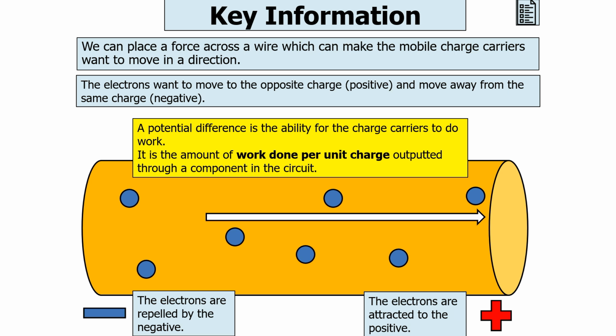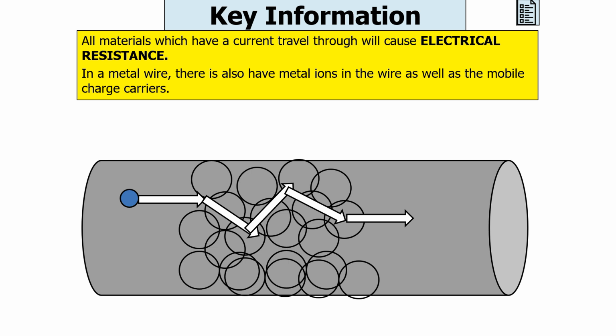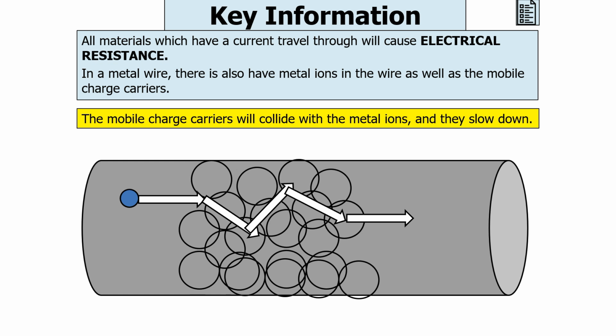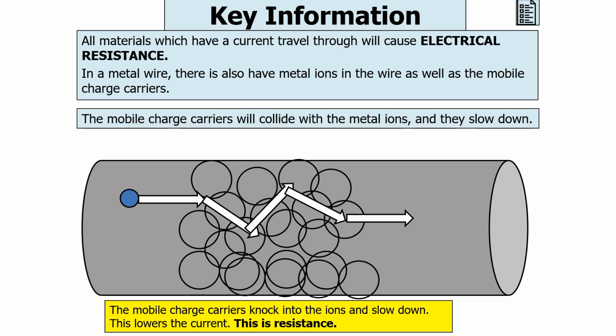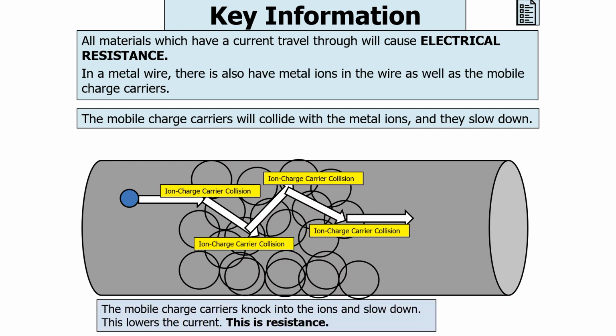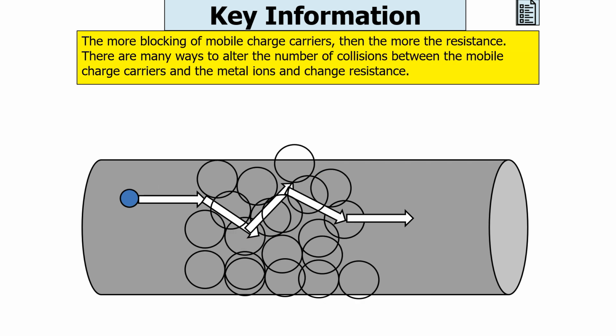All materials which have a current travelling through them will have electrical resistance. In a metal wire, there are also metal ions in the wire as well as mobile charge carriers. The mobile charge carriers will collide with the metal ions and slow down. The mobile charge carriers knock into the ions and slow down, so this lowers the current, and this is the idea of resistance. The more blocking of mobile charge carriers, the more the resistance.